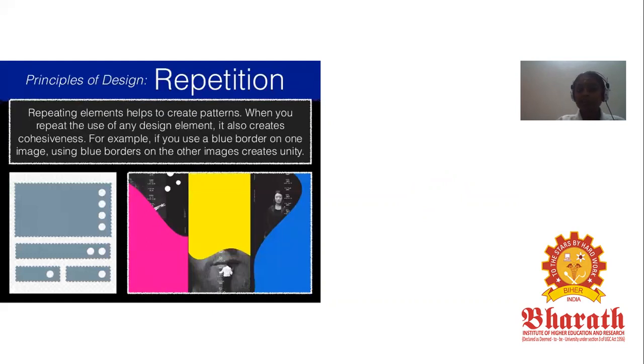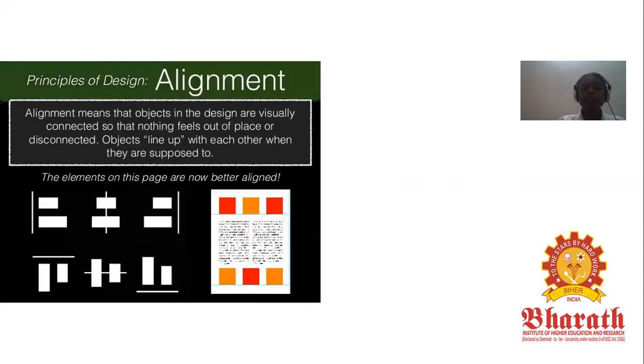Repetition. When you make a design, you can definitely follow repeating of elements. Repeating elements helps to create patterns. When you repeat the use of any design element, it also creates cohesiveness. For example, using a blue border on one image and a blue border on another image creates unity. This is the unity of design.